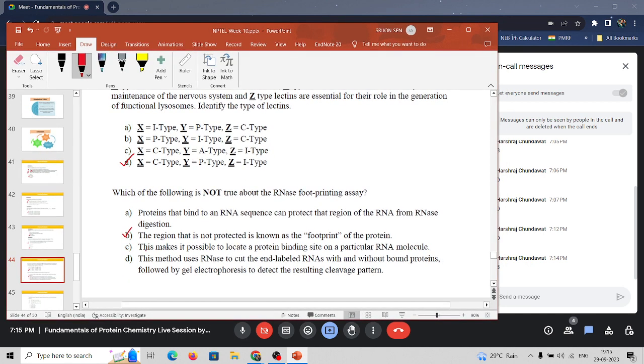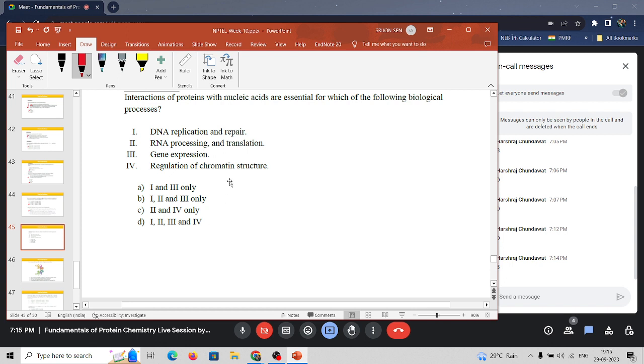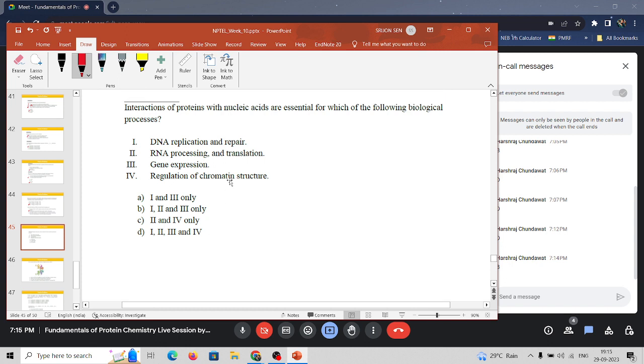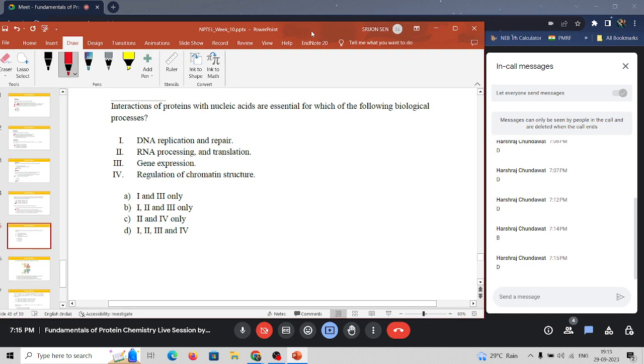The next one: interaction of proteins with nucleic acids is essential for which of the following biological processes? It's a question from the functions of protein-nucleic acid interaction. DNA replication and repair, RNA processing and translation, gene expression, and regulation of chromatin structure.